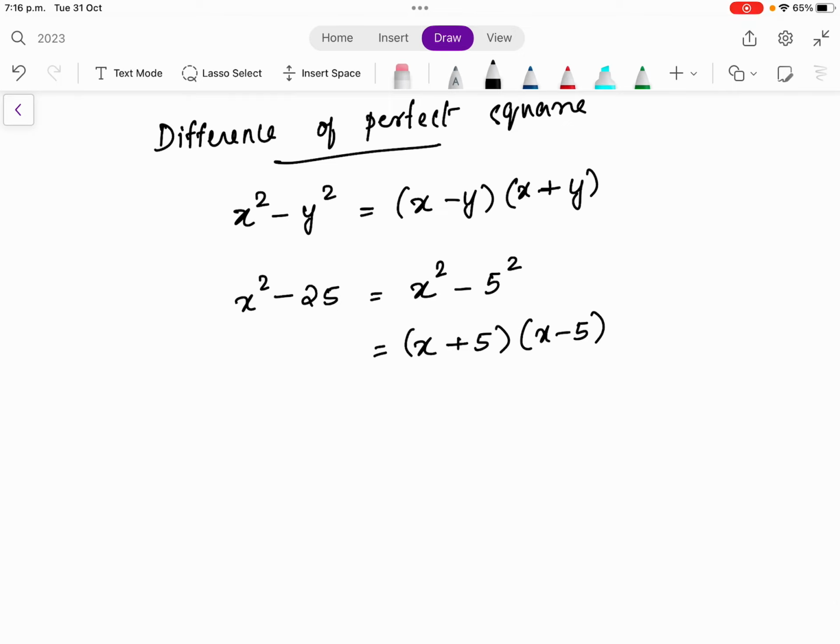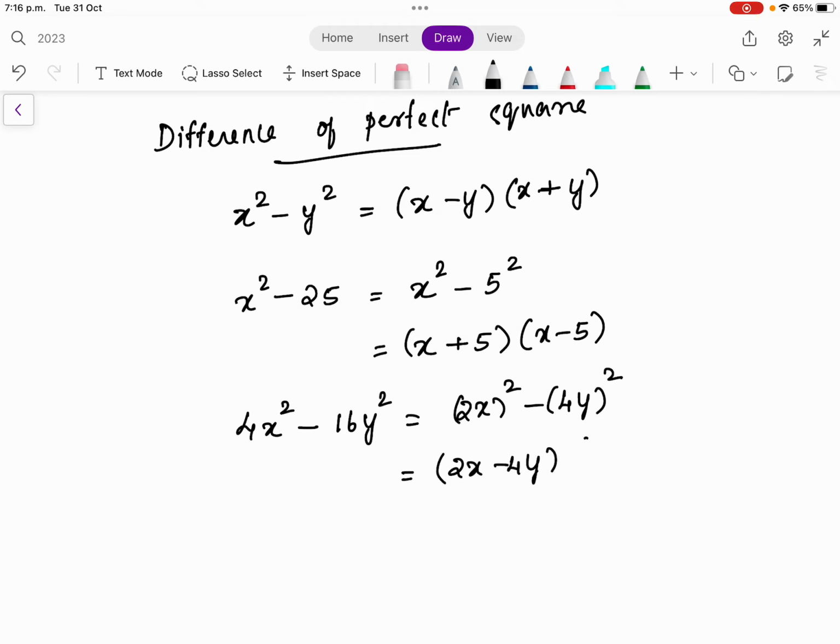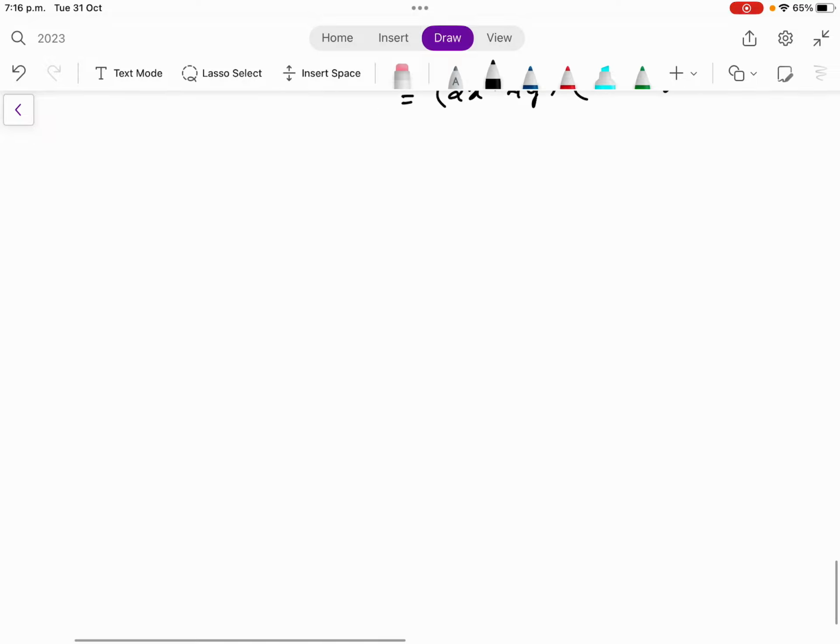And again, if you have an equation like 4x square minus 16y square, you can rewrite this as 2x the whole square minus 4y square, that is equal to 2x minus 4y times 2x plus 4y. You can further simplify this because you have 2 in common, so that's a method which you can use to simplify it further.